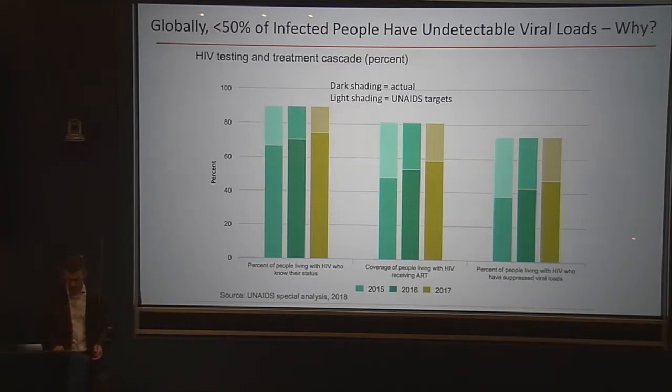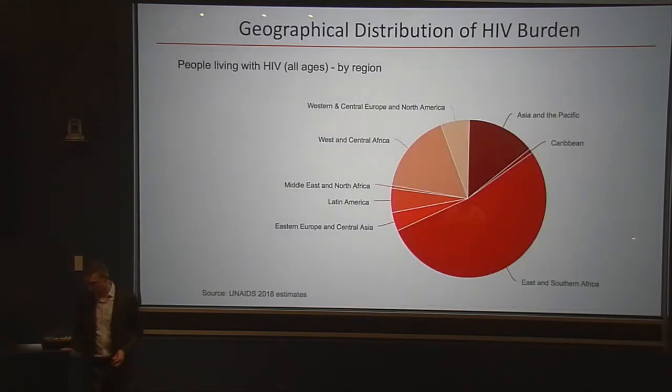In some countries, I was recently in Botswana, they have 80% of people suppressed. So that's kind of a story for another time. But we can do better than we are with current medications. Of course, HIV disproportionately affects sub-Saharan Africa. It's a global phenomenon, but the majority of infections are still in Eastern and Southern Africa.